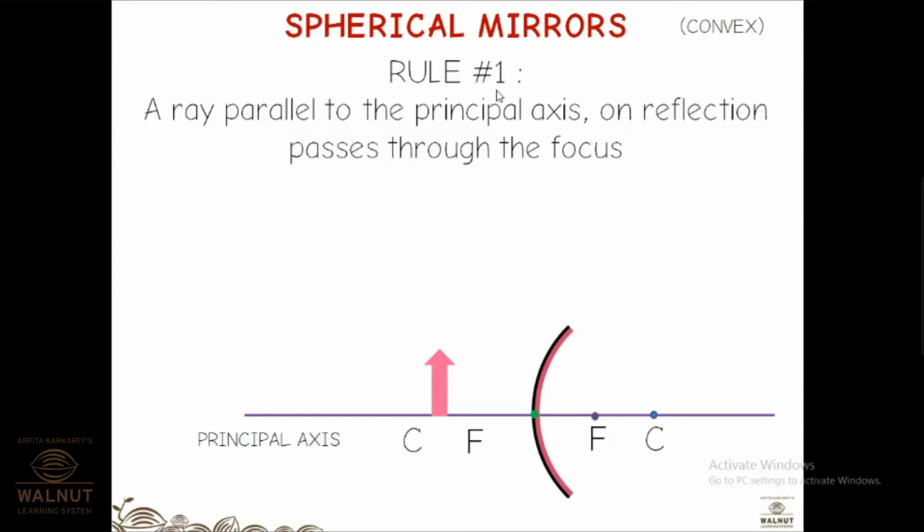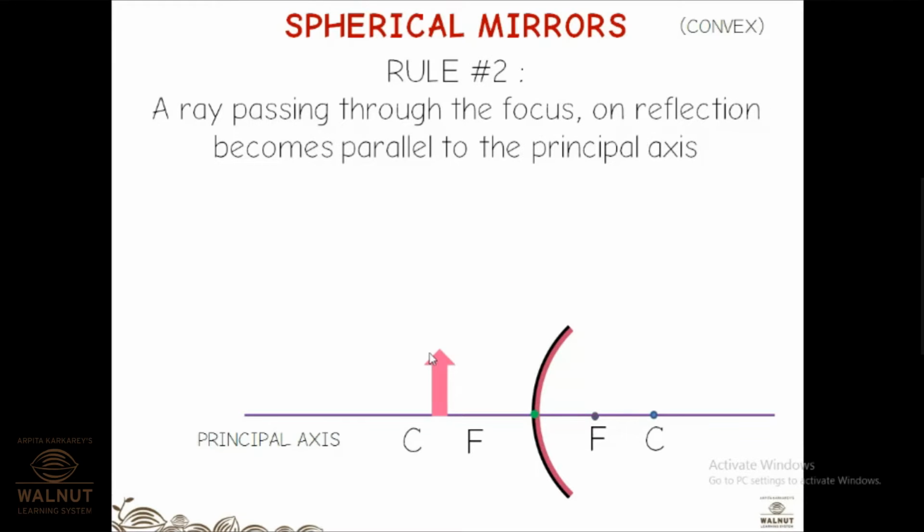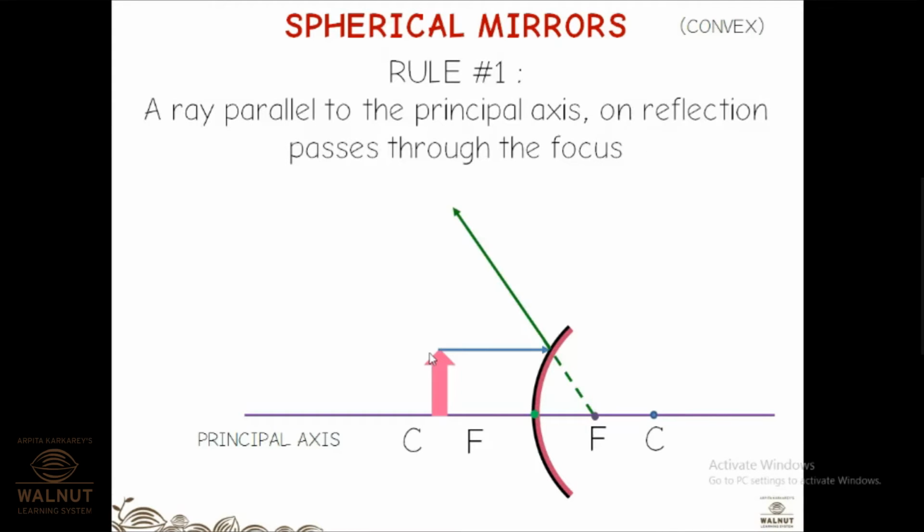Rule number one is a ray parallel to principal axis on reflection passes through the focus. Now here we are dealing with convex mirror, remember. So a ray which is parallel to principal axis. Principal axis is this axis, purple colored. On reflection it will pass through which point? It will pass through focus. Now carefully observe the figure. This is the incident ray, and from where it is passing? Focus. Okay, ray parallel to the principal axis on reflection passes through the focus.